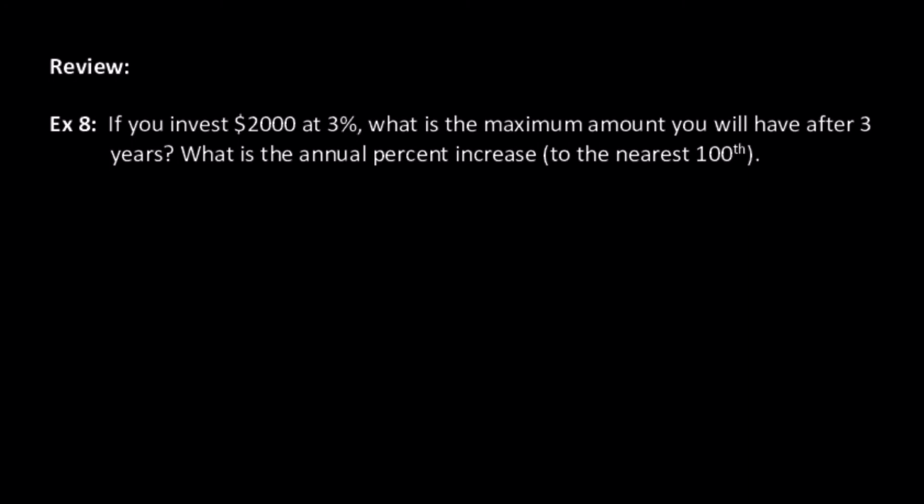Compound interest. It's a formula that we need to know, and we need to know how to convert that to an annual percent increase. All right, so in this problem, if you invest $2,000 at 3%, what is the maximum amount you will have after 3 years? So that's interesting, maximum amount. It doesn't say how many times to compound it. On the day, I believe it was 4 notes, we talked about maximum amount means continuous.